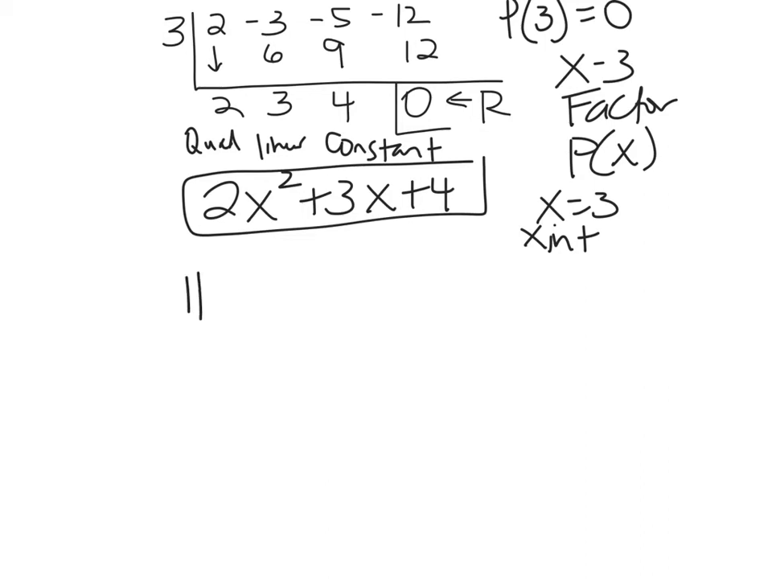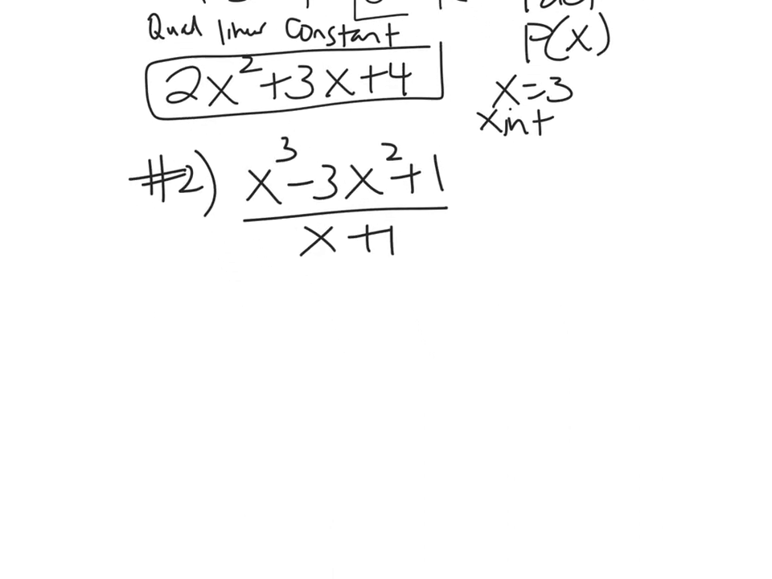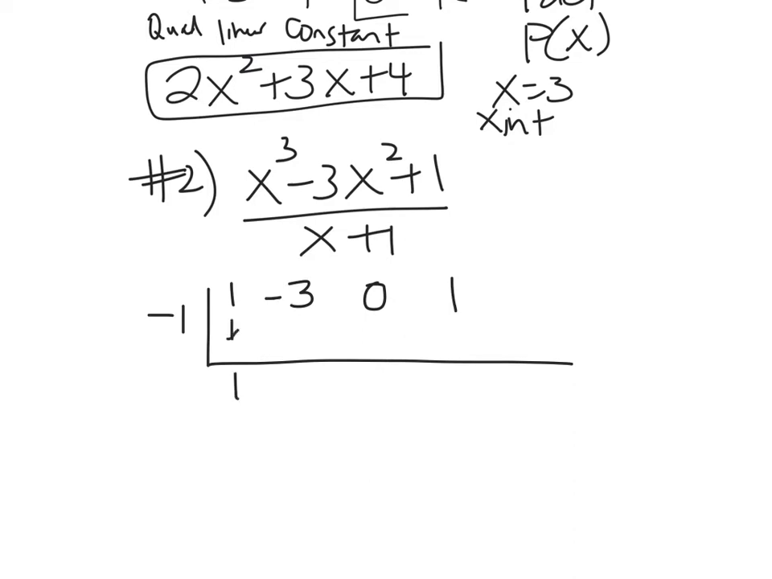Number 2. Let's take x cubed minus 3x squared plus 1, and we're going to divide that by x plus 1. So we're going to take negative 1 on the outside, and use our coefficients: 1x cubed, negative 3x squared. Now I'm missing a linear term, so I need to fill that in with a 0, and then 1. So start by bringing down the 1, and then multiply. 1 times negative 1 is negative 1. Add the column to get negative 4.